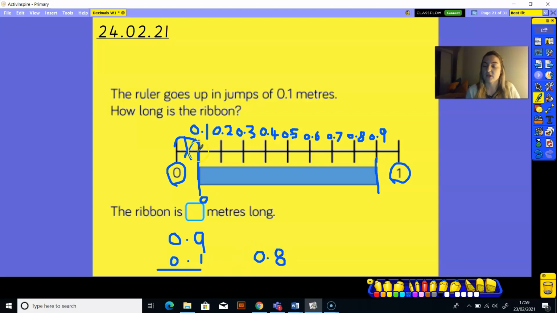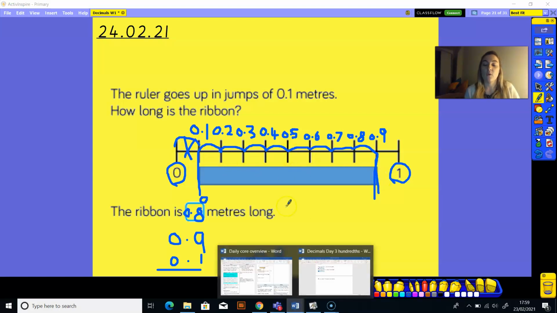And let's jump just to make sure. So we're jumping from the start of the ribbon here, 0.1, 0.2, 0.3, 0.4, 0.5, 0.6, 0.7, 0.8. So I know that it's 0.8 metres long. Because remember, the ribbon doesn't start from 0, so I can't include this 0.1 here. It starts from here, so it's 0.8.